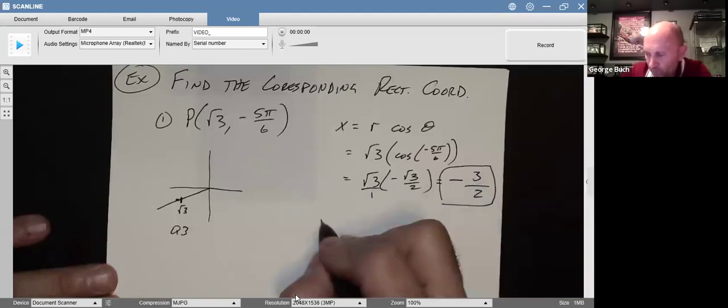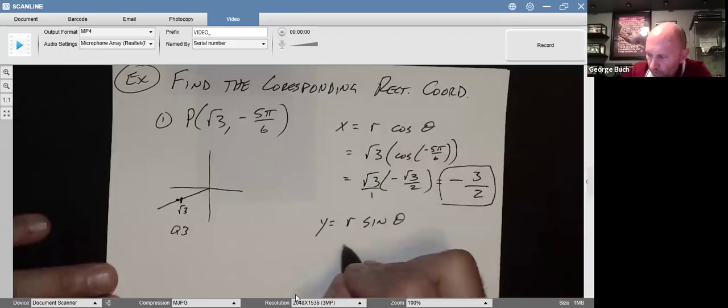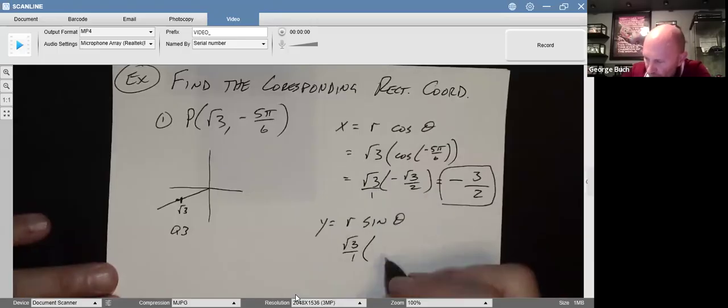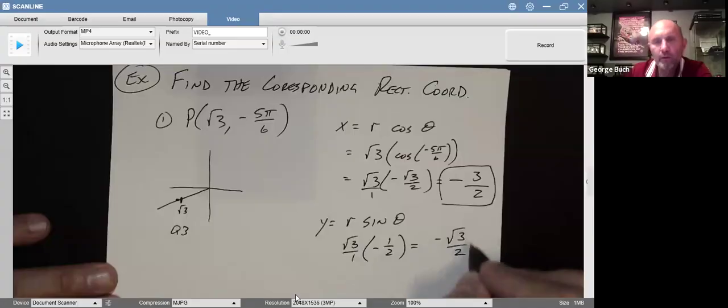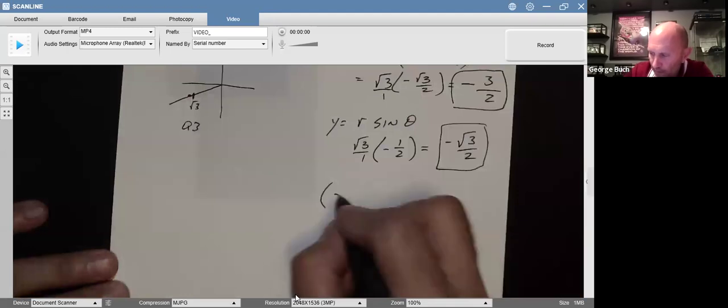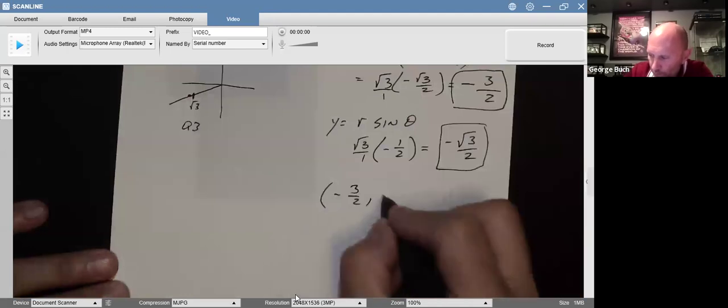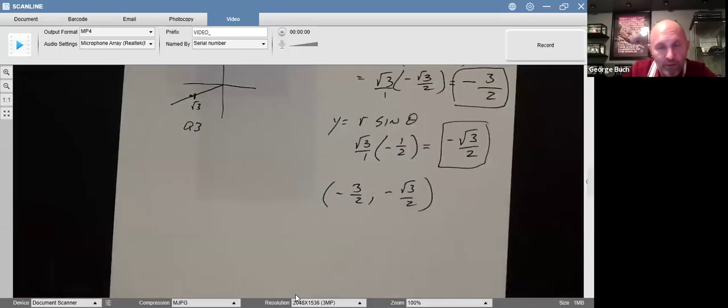So this is my x value. And y we do similar, except that it's sine. So it's r sine of theta. My r is still root 3, and sine of negative 5 pi over 6 is negative 1/2. So if I multiply these out, this is negative square root of 3 over 2. So in terms of an x, y coordinate point, this is negative 3/2, negative root 3 over 2, which is a point in quadrant 3. So I can be pretty sure that if I did my numbers correctly, that's the correct answer.